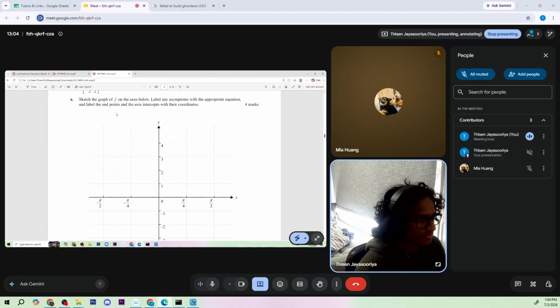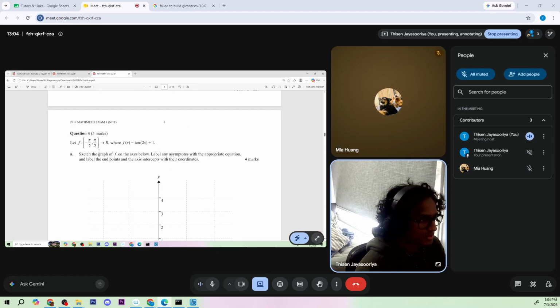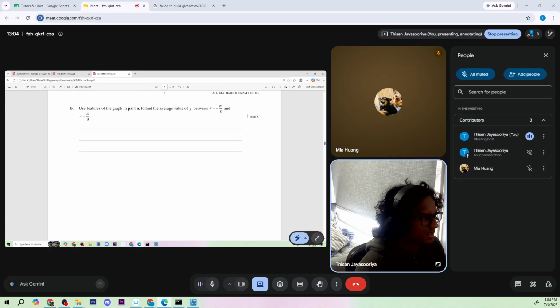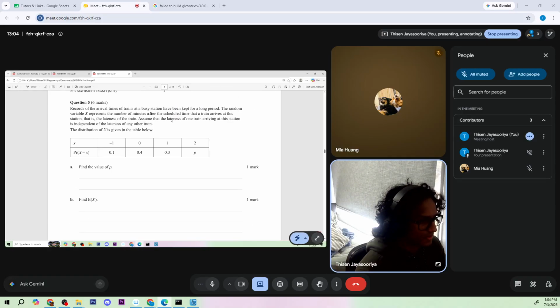Here, we have to sketch this function over this domain. I'm just going to be mindful of the domain. It doesn't go on infinitely. And then it says here, the average rate of change. That's not too bad.